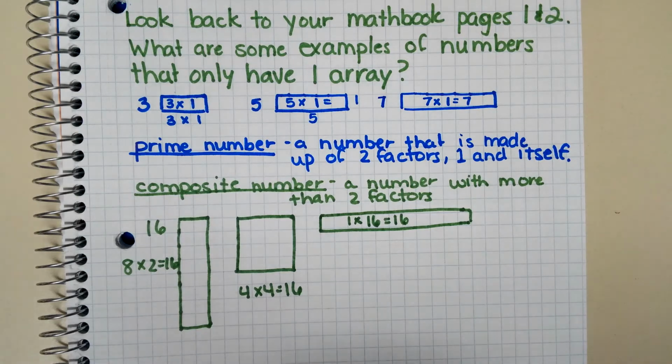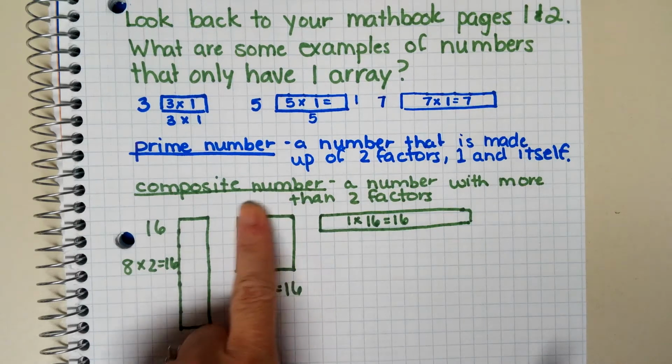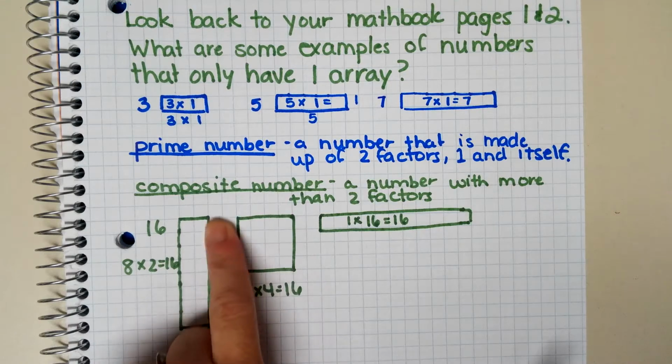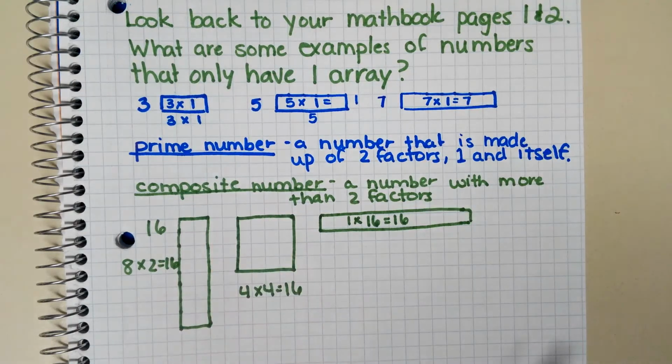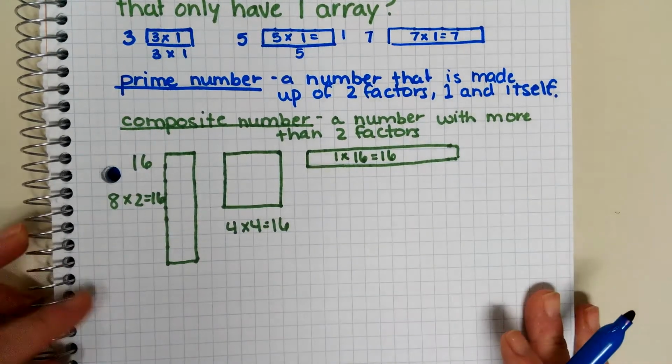All right. There are also some very special numbers. And taking a look at this particular one, you'll notice this is a perfect square. And perfect squares make me think of our square numbers.